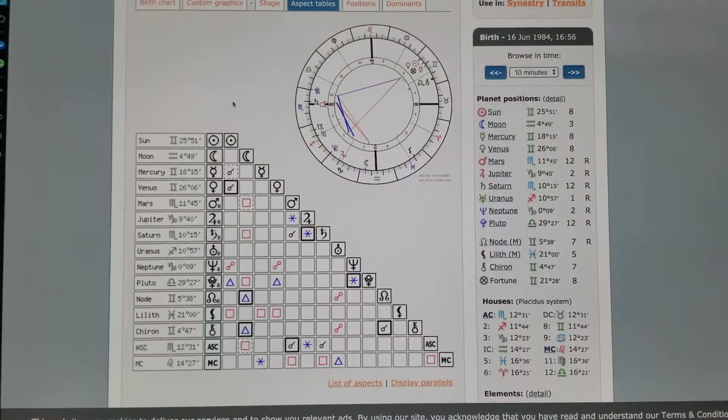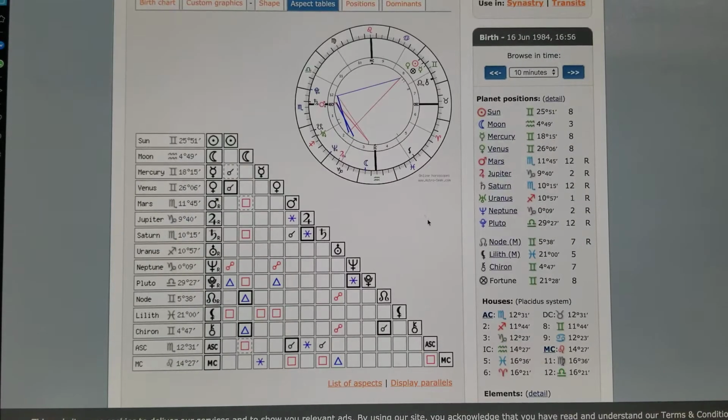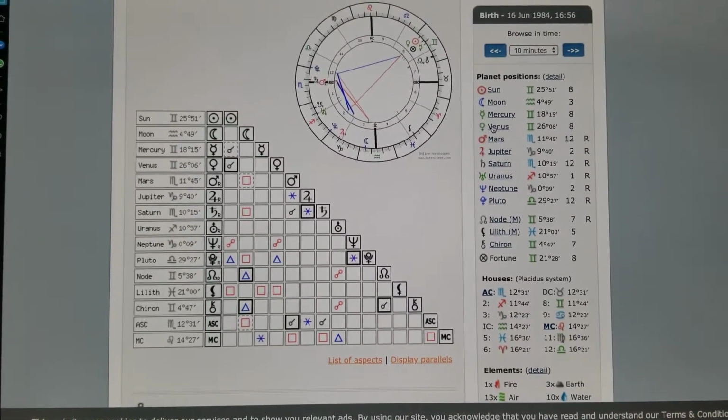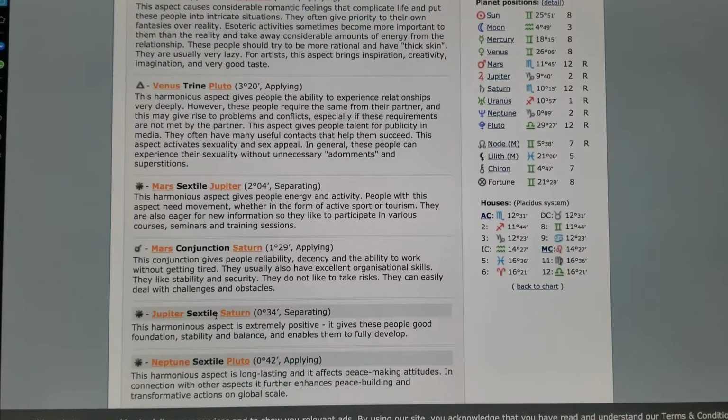Here we go. So an opposition is when a planet is opposing another planet. For instance, here I can see Venus. This is the symbol of Venus. It's opposing Neptune. That creates an opposition. If you want to know what that means, you can do the same thing. You say, okay, let's click on Venus. That is Venus right there. And then I come to the aspects and it says Venus opposing Neptune. Click in there, and then you can read about it.